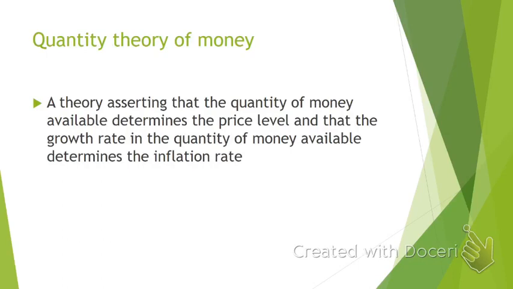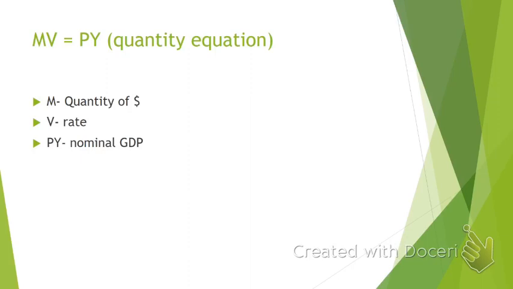All right, now we're going to get into the quantity theory of money. The quantity theory of money is a theory asserting that the quantity of money available determines the price level, and that the growth rate in the quantity of money available determines the inflation rate. There's an equation we use with the quantity theory of money, the quantity equation.